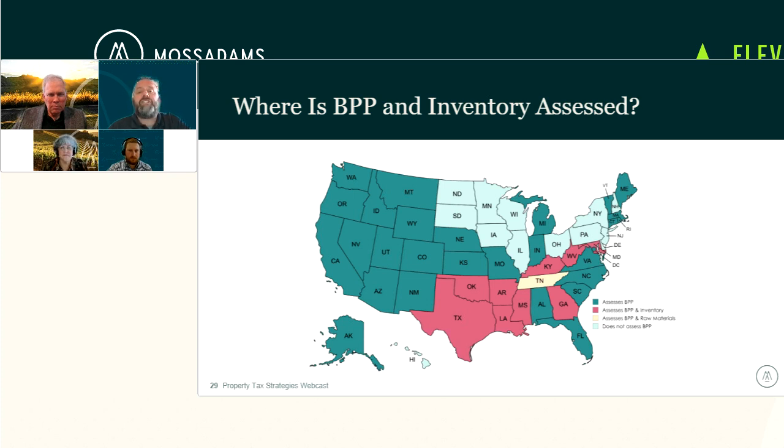And those in the light shade of green, those are states that do not assess personal property. And just a little extra note there, if we had been doing this webcast about 18 months ago, Wisconsin would have been a dark green state. They had a statute that passed in 2023 that exempted all personal property starting last year in 2024. So now they're a light green state. So there you have it. And no, by the way, I wish that Hawaii did. I'd love to do maybe an audit or two out in Hawaii, but they do not assess business personal property.